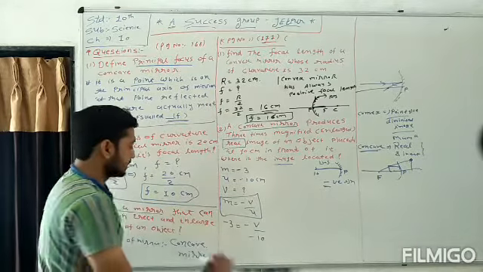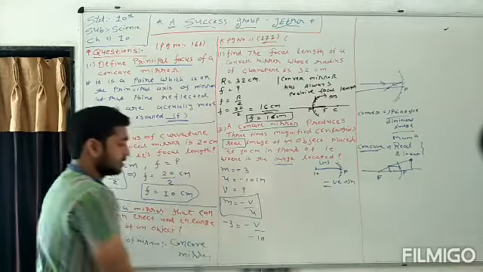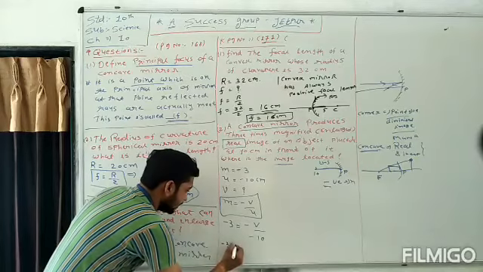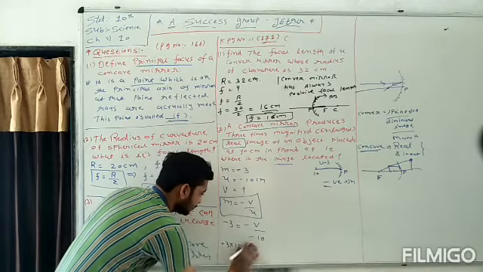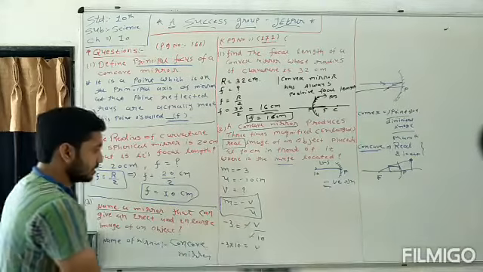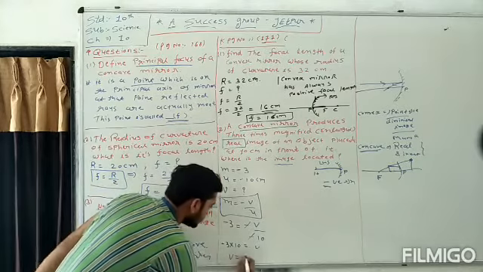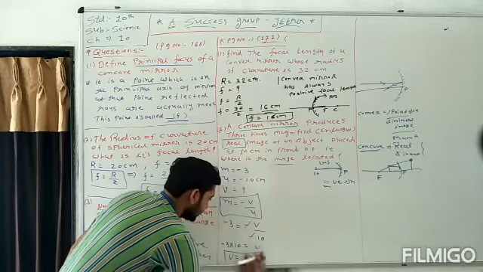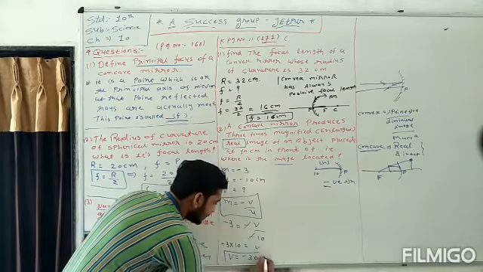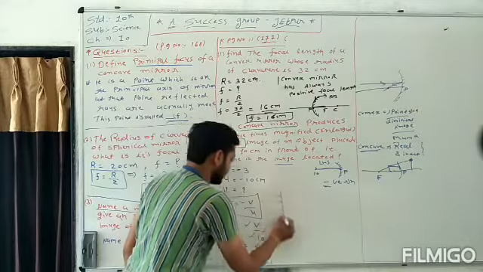So minus minus cancel out, and this 10 goes to this side. So minus 3 into 10 is equal to V, with the minus signs cancelling. So V is equal to 10 threes are 30, minus 30, and the unit is centimeter. So here the value is minus 30 centimeter.